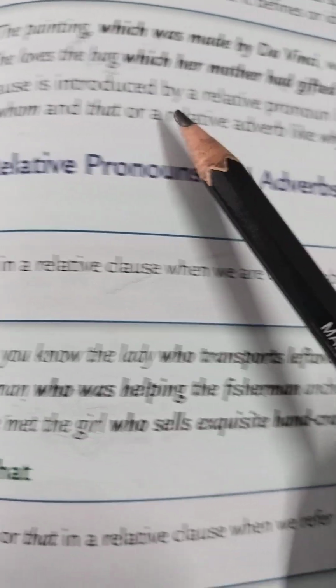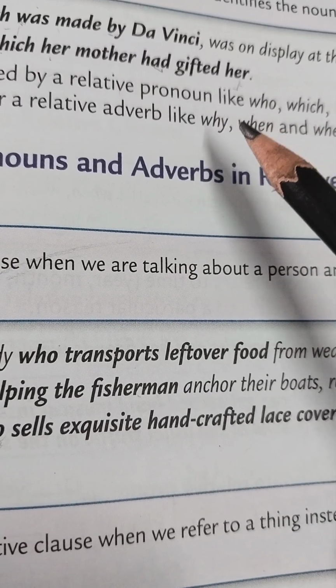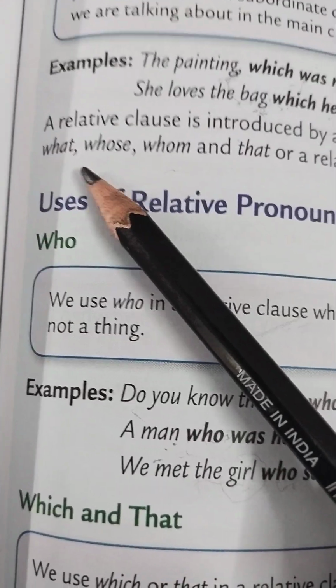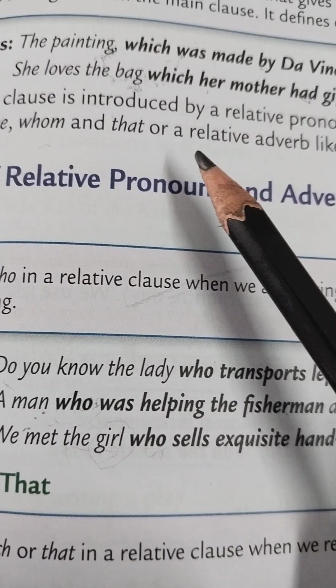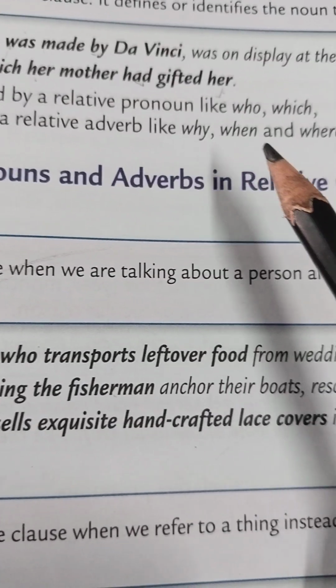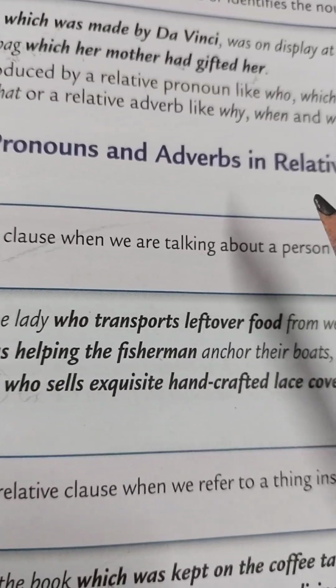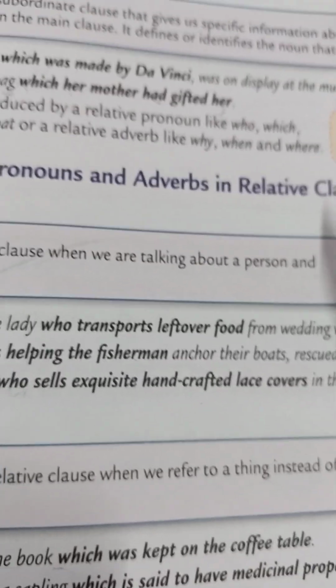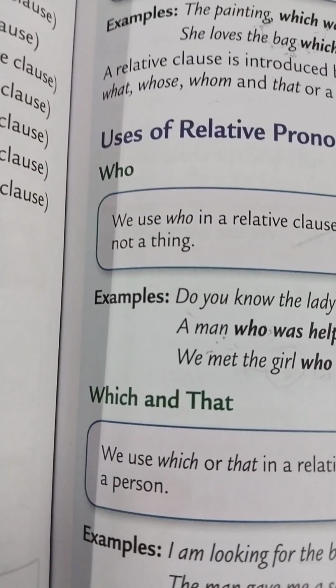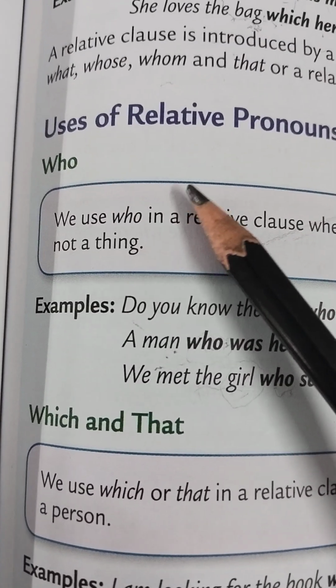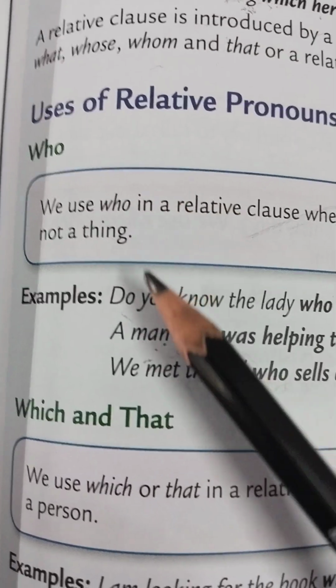Now children, a relative clause is introduced by a relative pronoun like who, which, what, whose, whom and that, or a relative adverb like why, when and where. Now we will study the uses of relative pronouns and adverbs in relative clauses. First of all, we will study the use of the relative pronoun who.